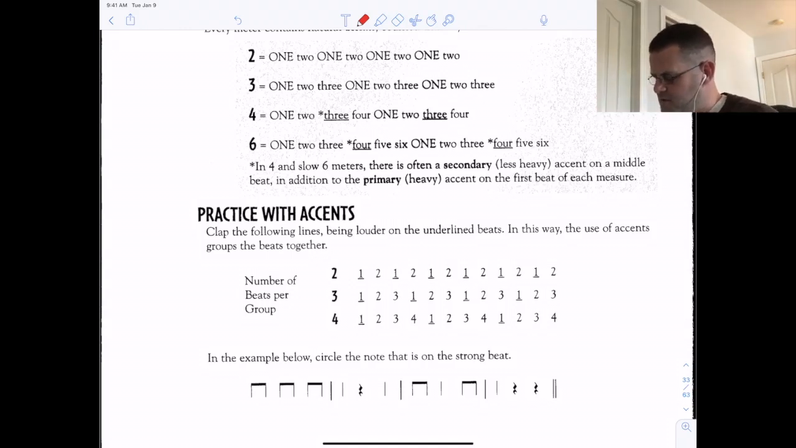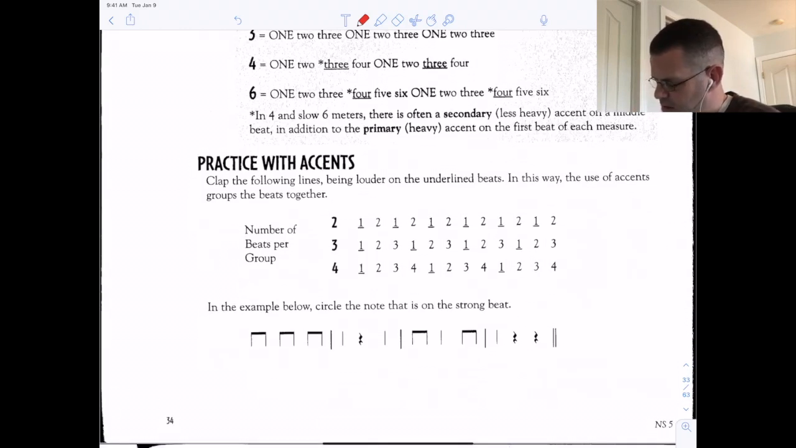In the example below, circle the note that is on the strong beat. These are grouped together in groups of 2. So here's 1 beat, 2 beats, and 3 beats. So we're in 3s. So beat 1 is the strong beat in 3/4 time.